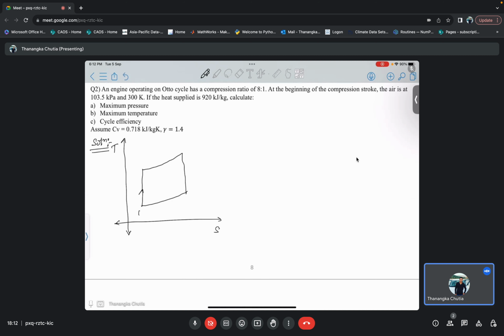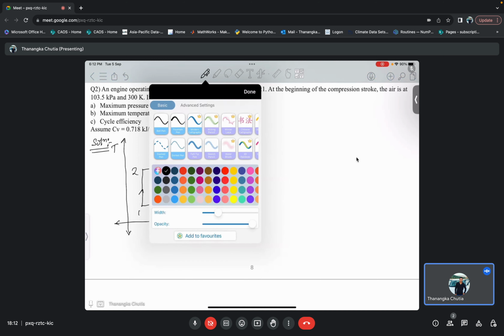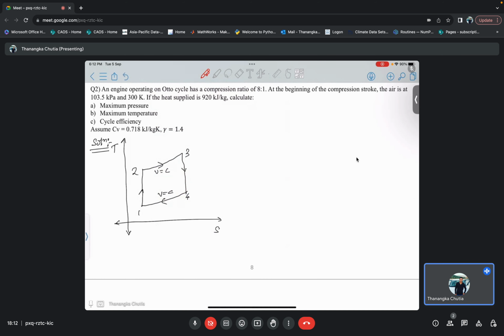Okay, so this is 1 to 2, this is 2 to 3, this is 3 to 4, and this is 4 to 1. Here this is V equals to C and this is V equals to C. Now here Q1 amount of heat is added and here Q2 amount of heat is rejected, and WE amount of work is done by the system and WC amount of work is done on the system.